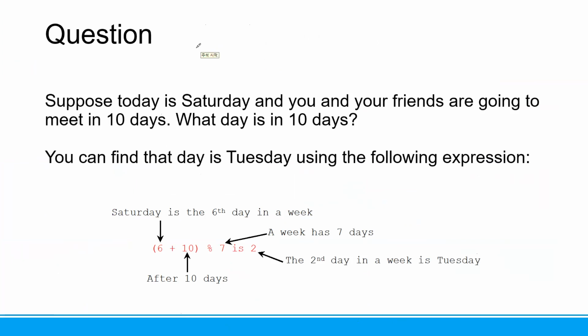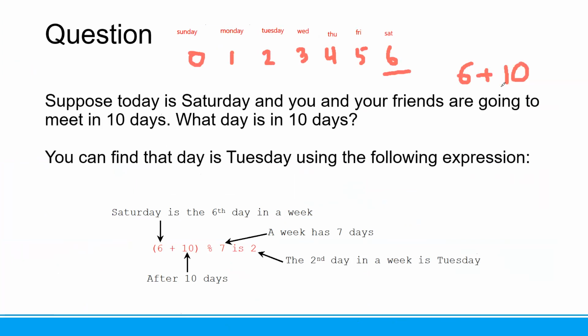So we can assume that 0 is Sunday, and then we have 1 as Monday, 2, 3, 4, 5, 6. This is Sunday. This is Monday. This is Tuesday. This is Wednesday. This is Thursday. This is Friday. And this is Saturday. And then I want to meet in the next 10 days. So if I have the value 6 for Saturday, I want to meet in the next 10 days.